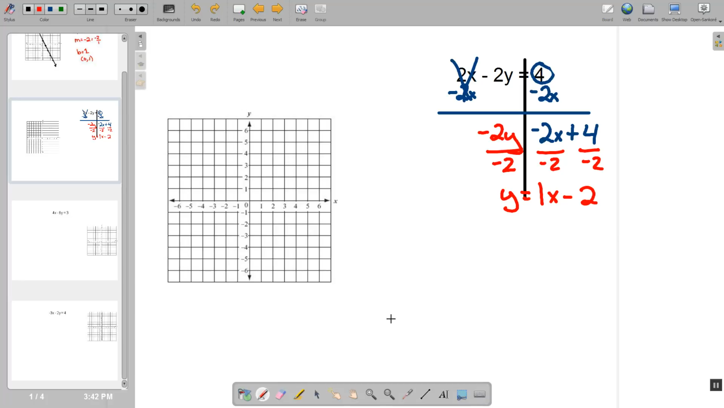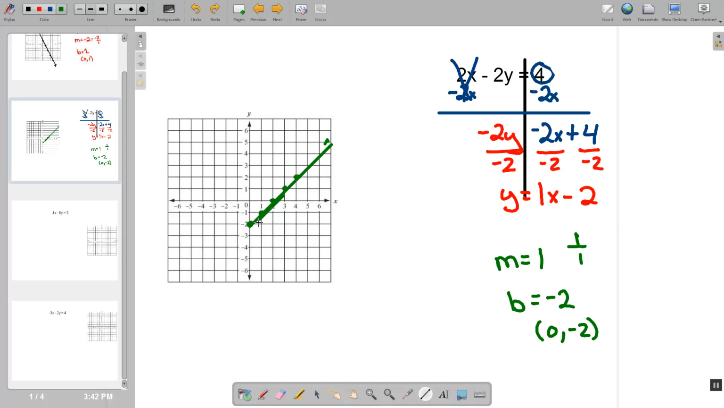And now we have slope-intercept form, just like we've been doing before. Our m is now 1. Our b is now -2, or 0, -2. And our slope would be 1 over 1. We go to our line, and we go 0, -2, and then up 1 over 1. And we can do that as many times as we want before we're ready to make our line.